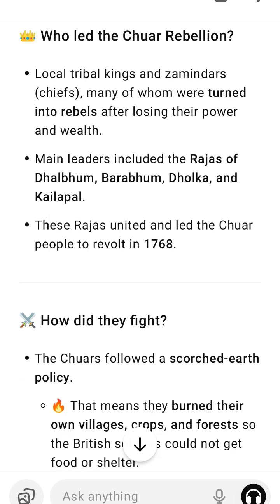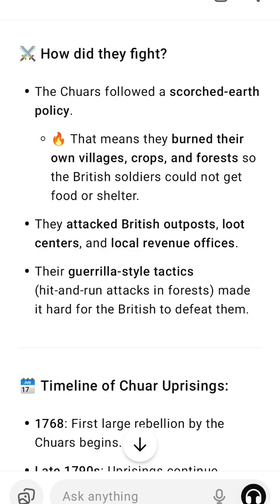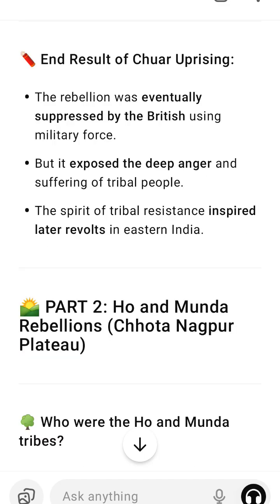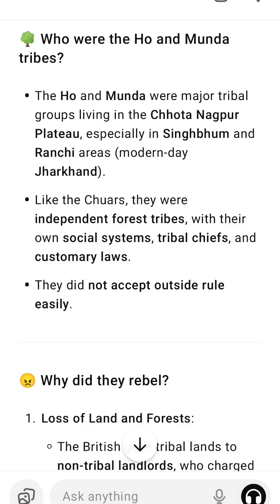3. Loss of traditional rights. Tribes like the Chuars had old rights to collect wood, hunt and farm in forests. British rules took away these rights and interfered in tribal life. 4. Economic hardship. Many tribal people were made landless and jobless. They were often forced to work as bonded labourers, like slaves, for landlords.